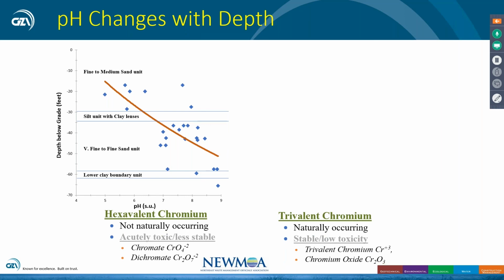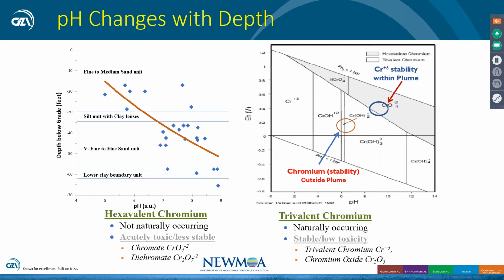So we know what we're looking for. We're trying to convert the hex chrome to trivalent and eventually chrome oxide. But more importantly, how are we going to do that? So we're looking to convert the hex chrome. We have this unusual pH issue. So let's forget about this bottom line for now. And then let's start our remedy based upon changes in ORP or Eh. So we need to have this geochemical shift.